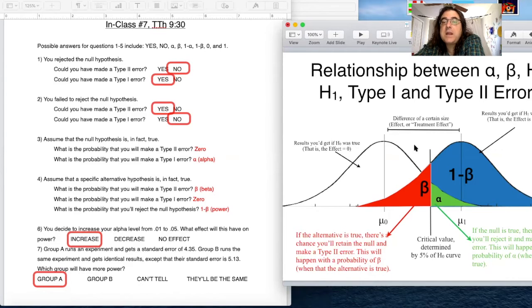The smaller standard error would mean that the same distance between these two peaks would now create greater separation between them. All the null results would stick closely to mu sub null, and all the alternative results would stick closer to mu sub 1, which means that a greater proportion of this curve would end up falling on this side of the critical value.